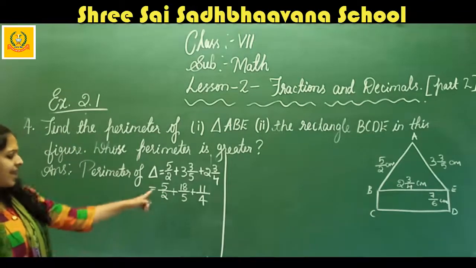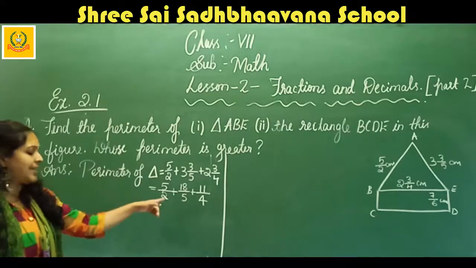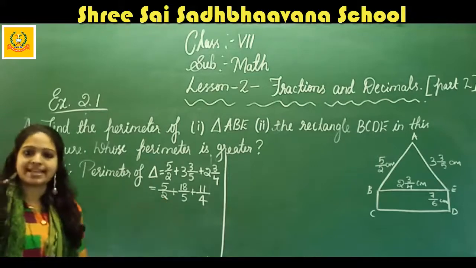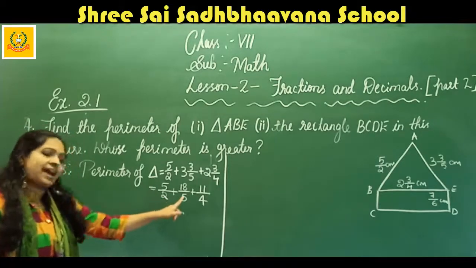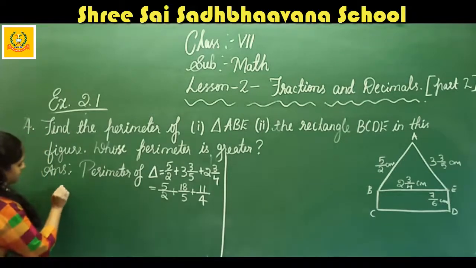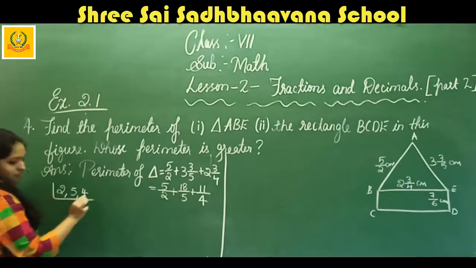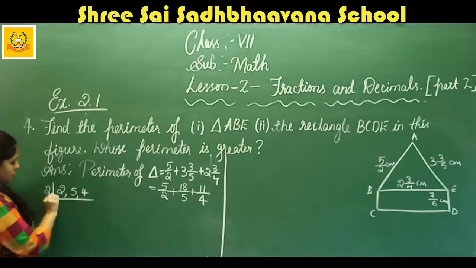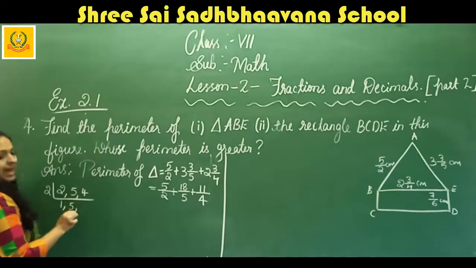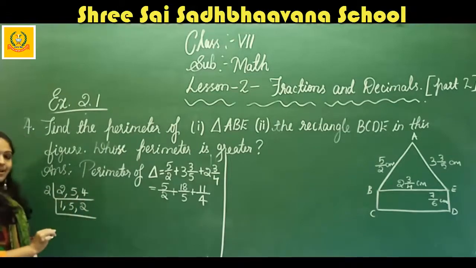Now what we have to do? Can we add like this, children? No, we cannot add. Why? Because we have to take the LCM of the given denominators. So shall we see now what is the LCM? Yes, that is 2, 5, 4. Let us take the LCM of this. 2, 5, 4. So I will go with the smallest number 2. 2 ones are 2. 5 I cannot divide, so I will write 5 as it is. 2 twos are 4.